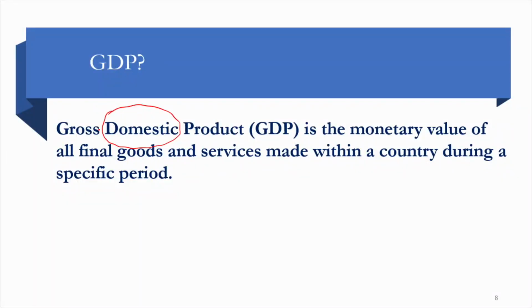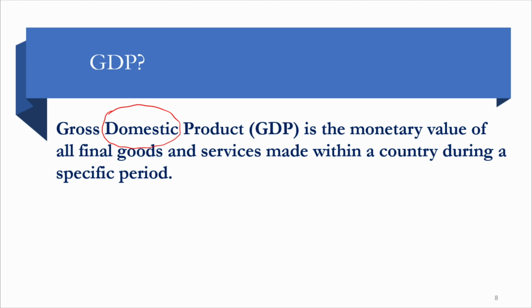Now, let us look at the discussion of the first topic, the first and foremost measure of national income, that is GDP. GDP stands for gross domestic product. Whenever you come across this term, the most important thing you need to emphasize is domestic. If you are aware of what exactly domestic production is, then the definition is going to be very simple. So, how will you define GDP?